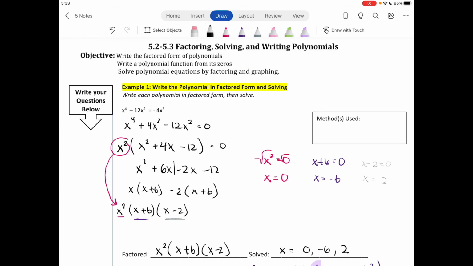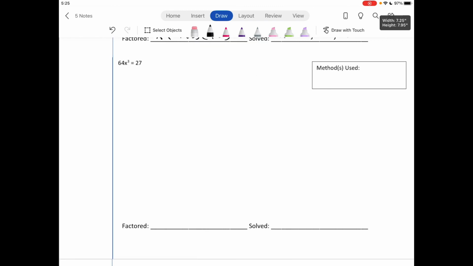Going back to look at the methods we used, we started off by using the greatest common factor. Then we ended up using the AC method to factor out the rest. On this next example, we again start by putting it in standard form. So we'll have 64x cubed, subtract 27 to the other side, and that will all equal 0.